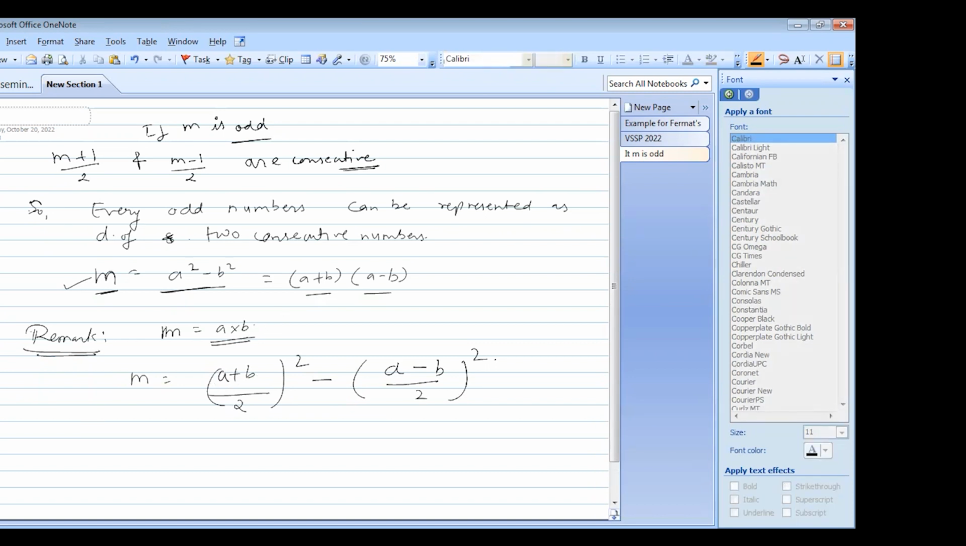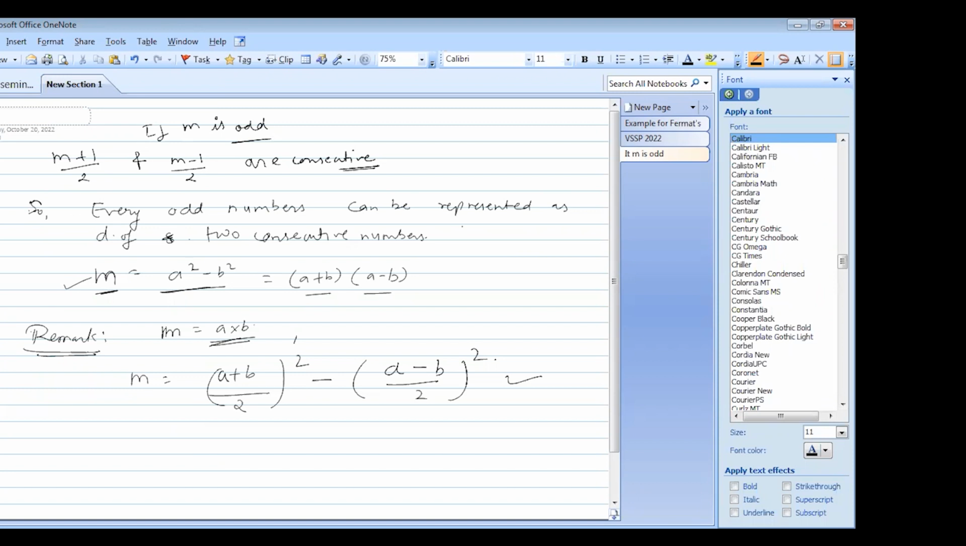So if I have m as a into b and both have the same parity, meaning a and b are both odd or both even simultaneously, in that case I can write m as (a plus b by 2) whole square minus (a minus b by 2) whole square. Now one theorem: if I have a prime, then this representation is unique. We have seen every odd number can be represented as a difference of two consecutive squares.